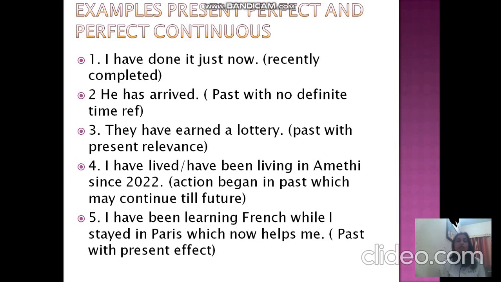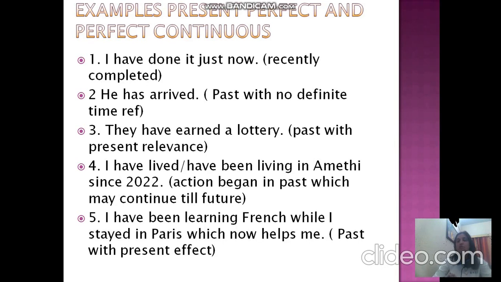Okay. And the last one for present perfect continuous. I've been learning French while I stayed in Paris. And then you can continue further and say which now helps me. Okay. So this happened in the past, this continued and happened in the past, but it has some present significance. Okay. So those were the examples.